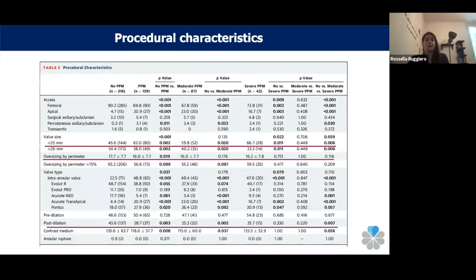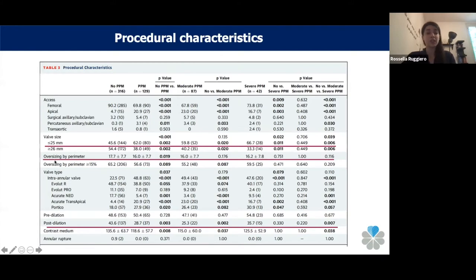So, what about the procedural characteristics? As you can see, patients with patient prosthesis mismatch post-procedural underwent implantation of a small size valve, compared to patients with no patient prosthesis mismatch after the procedure. And this difference was statistically significant.